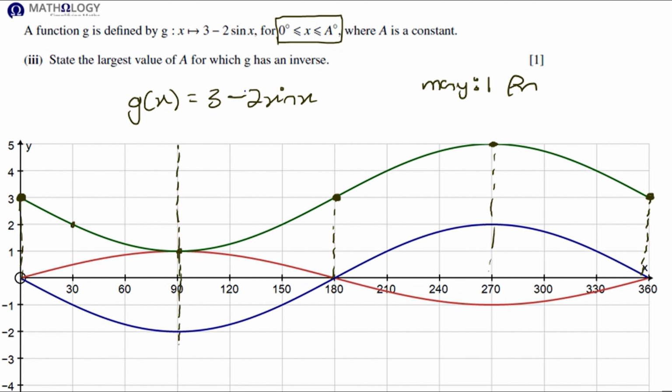And you can clearly see that if we just take a y value of 2, we have a y value of 2 at 30 degrees and 150 degrees. We cannot have more than one input value for one output value. So we cannot move this function beyond 90 degrees. So in other words, we are restricting the domain between 0 and 90 degrees. So the largest possible value for a will be 90 degrees.